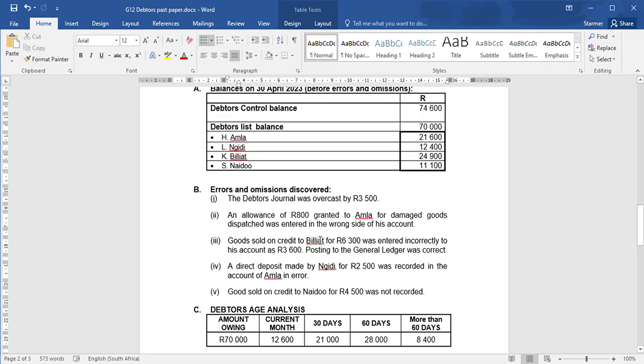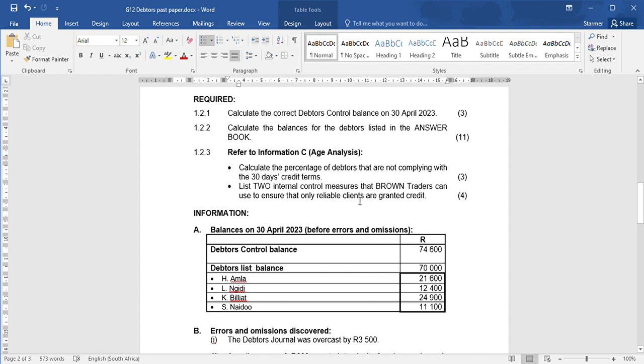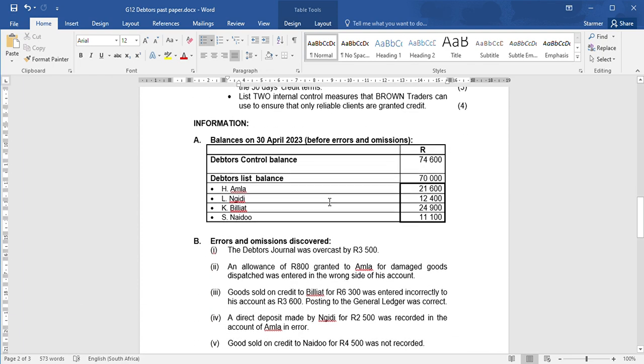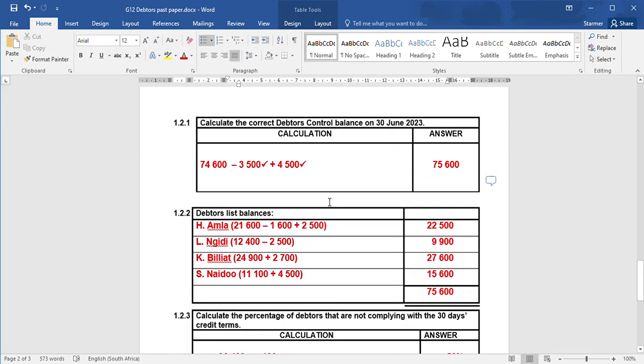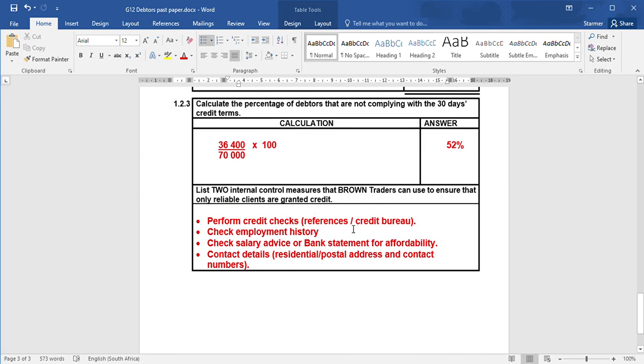Okay, and then they say here, list 2 internal control measures that branch traders can use to ensure that only reliable clients are granted credit. To do that, you need to do a background check on people to make sure that the people you're selling on credit to are actually going to pay you back. So perform credit checks. You can either get credit references from businesses or the credit bureau. You can check someone's employment history to see that they get a regular salary paid into their account. If you can see that they're earning a monthly salary month after month, they are more likely to be able to pay you back.